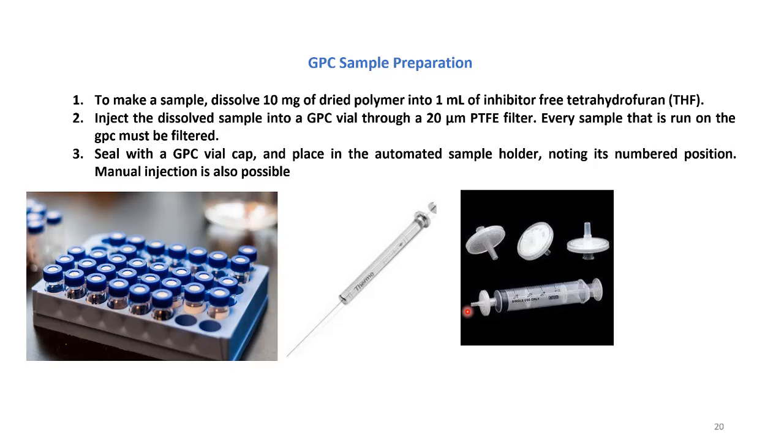Coming to the sample preparation, to make a sample, we have to dissolve 10 mg of the dried polymer into 1 ml of inhibitor-free THF, and then it is injected. These are the tubes which are used for the HPLC or GPC chromatography technique. These are the vials which have a very small 20 micrometer PTFE filter, and every sample that is run on the GPC must be filtered. We seal with the GPC vial cap and place it in the automated sample holder, noting its numbered position. Then manual ejection is also possible, or we can automate it depending upon the position of these vials.